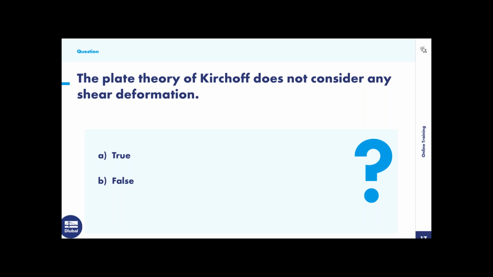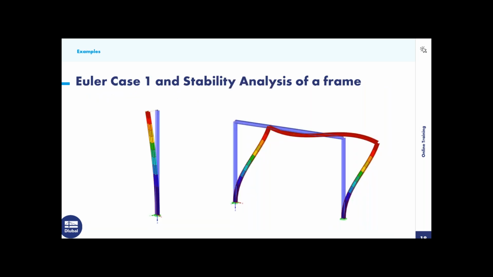So now we can move back to RFEM, and that was the end of the continuous plate example and going over plate theory. The next model or example we're going to move on to is the Euler case 1 and stability analysis of a frame. So we can hop back to RFEM and begin modeling and going through this example.